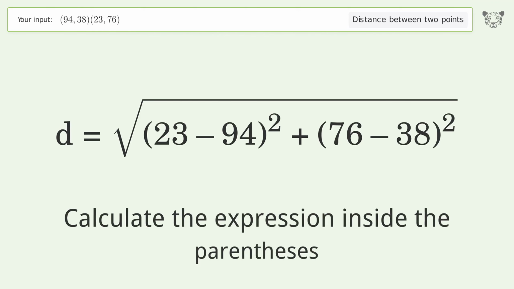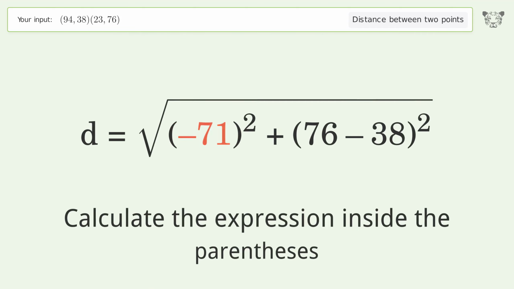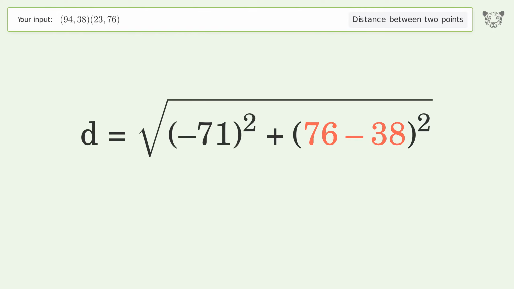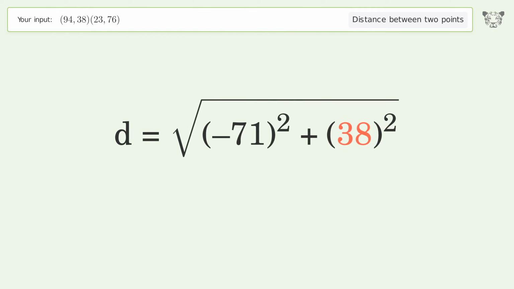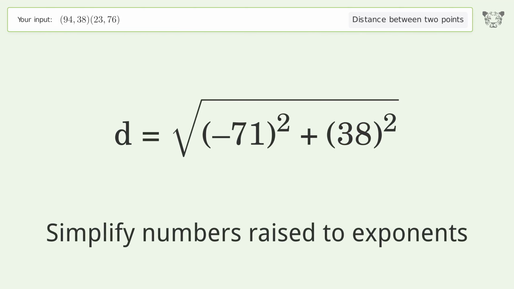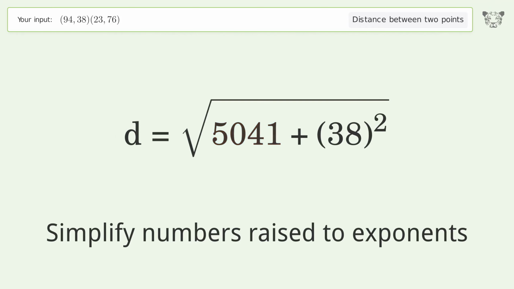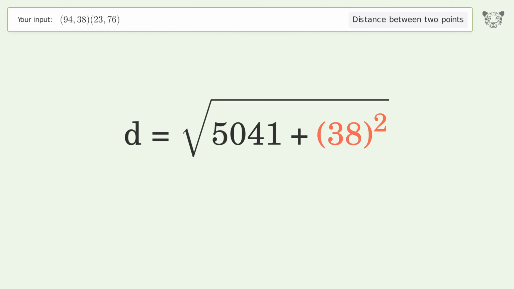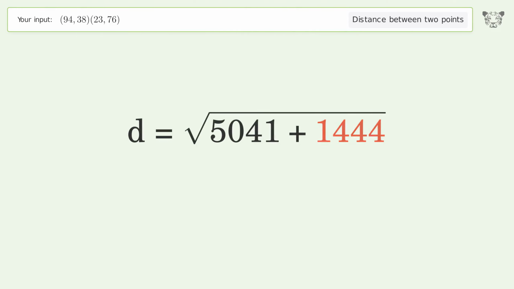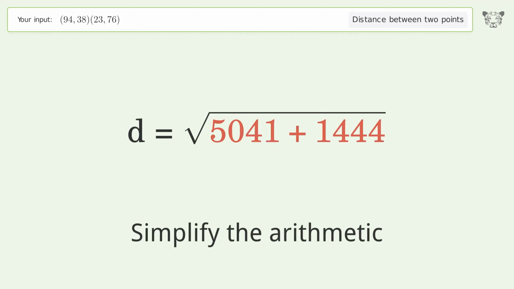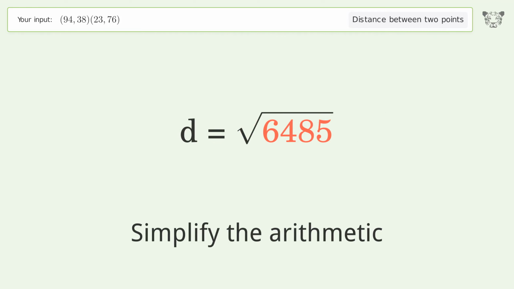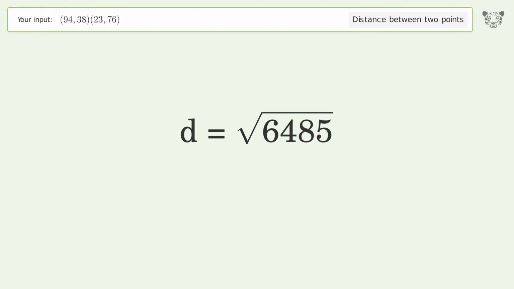Calculate the expression inside the parentheses. Simplify numbers raised to exponents. Simplify the arithmetic. And so the distance between the 2 points is the square root of 6,485, or 80.529.